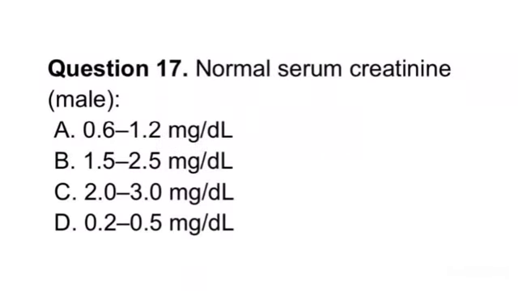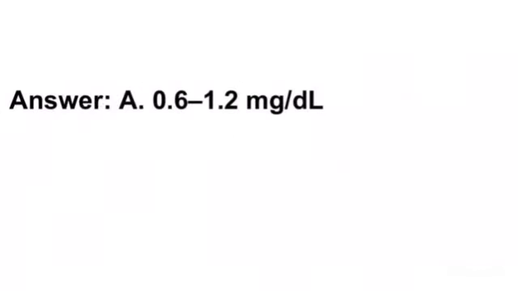Question 17. Normal serum creatinine, male. A, 0.6 to 1.2 milligrams per deciliter. B, 1.5 to 2.5 milligrams per deciliter. C, 2.0 to 3.0 milligrams per deciliter. D, 0.2 to 0.5 milligrams per deciliter. Answer A, 0.6 to 1.2 milligrams per deciliter.